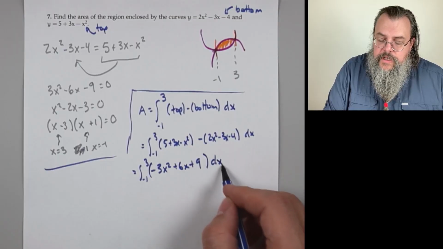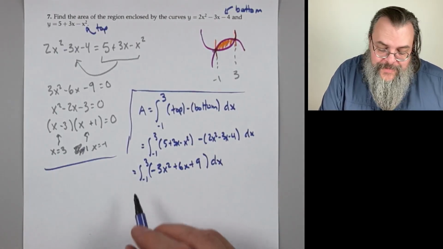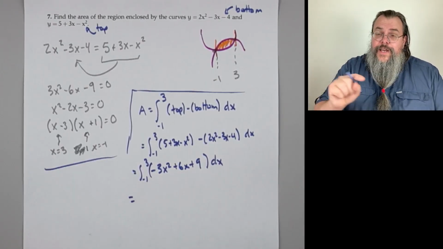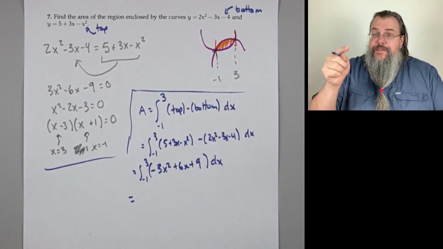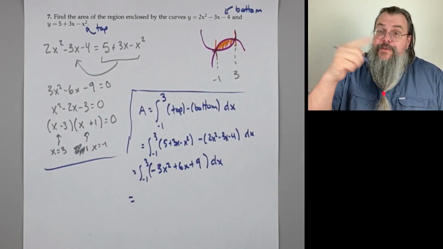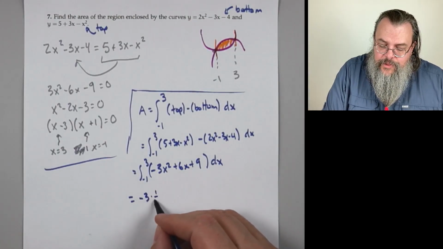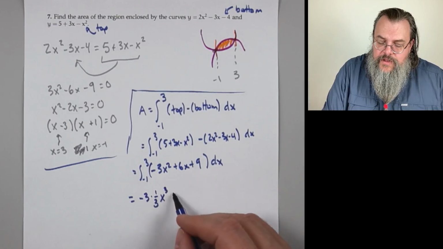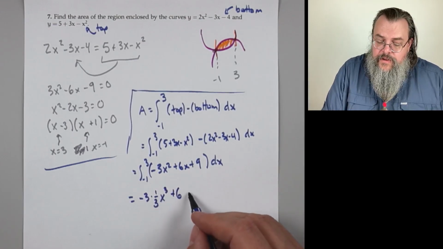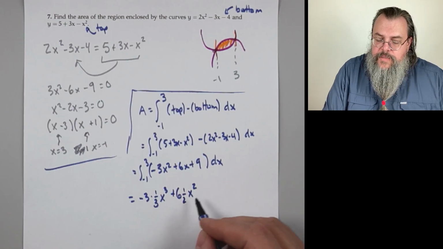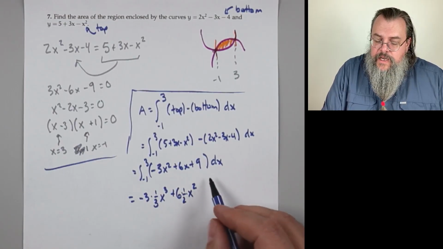Now we go term by term. Okay, the integral of x squared. You add 1 to the 2, that gets us x cubed, and then you divide by 3. So I can think of it as 1/3 x cubed. Integral of x, add 1 to the exponent, that gives us a 2, divide by 2. And the integral of 9 is 9x.